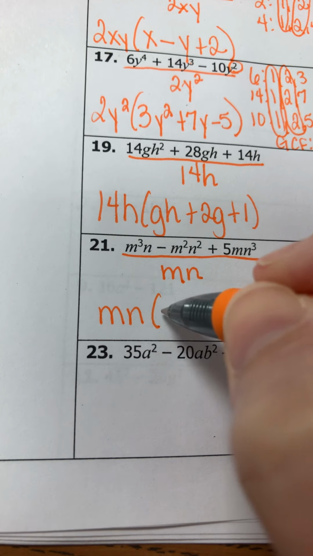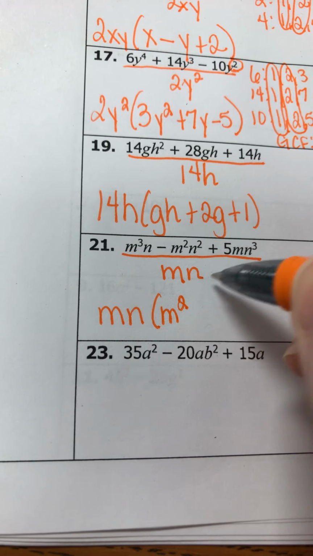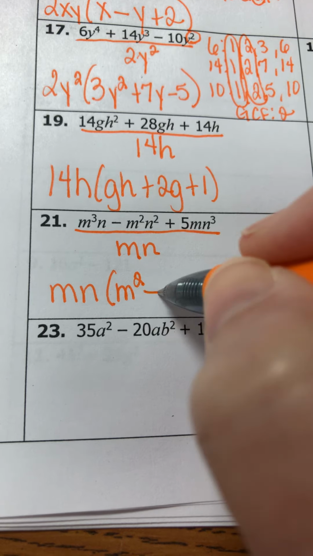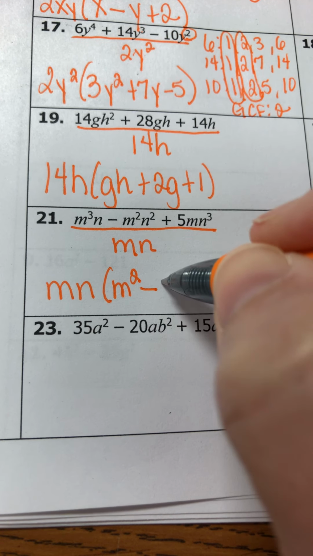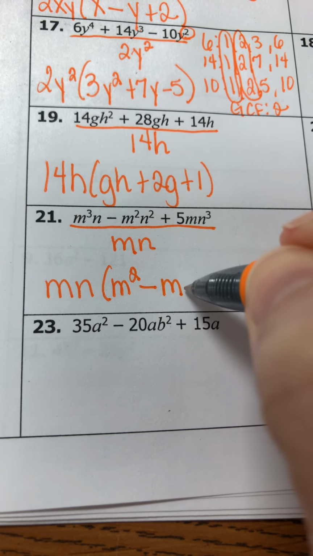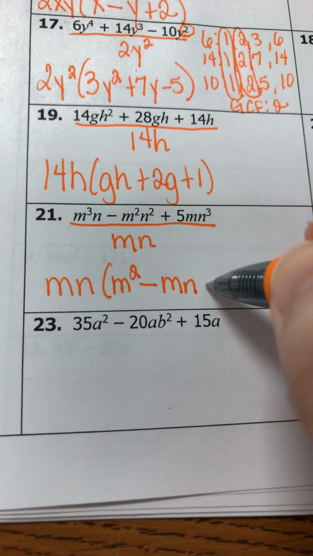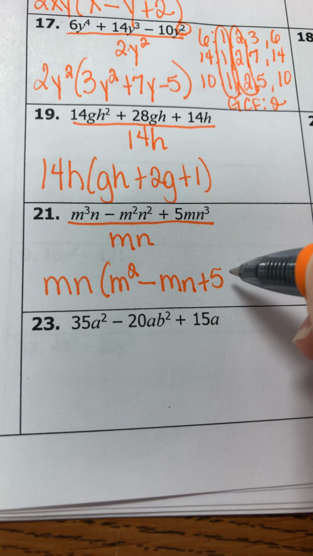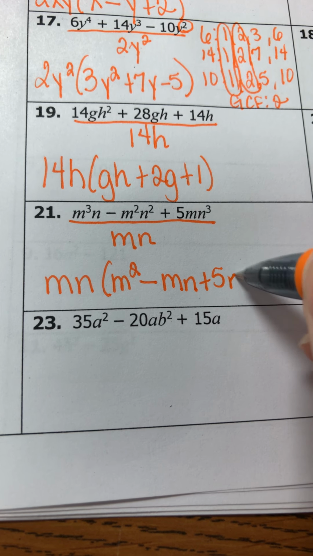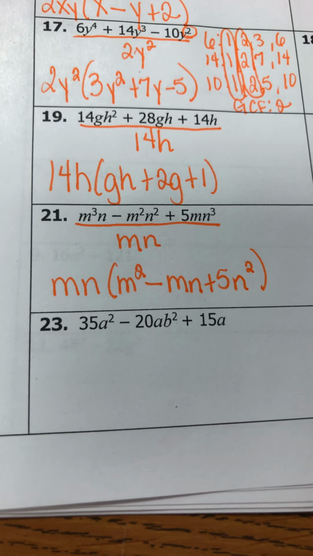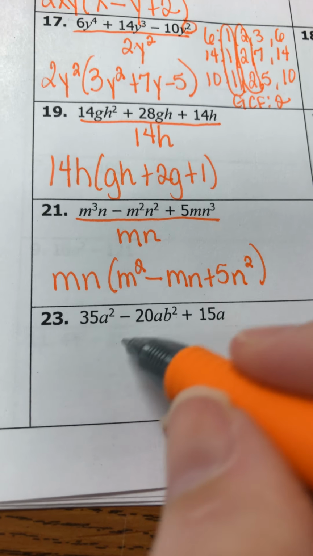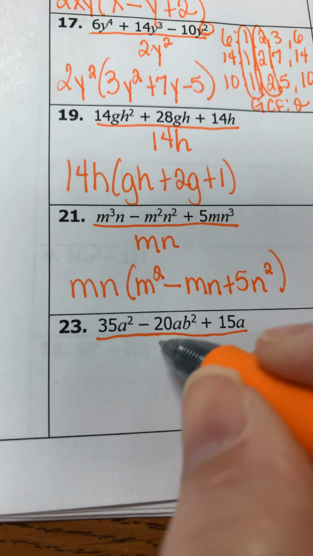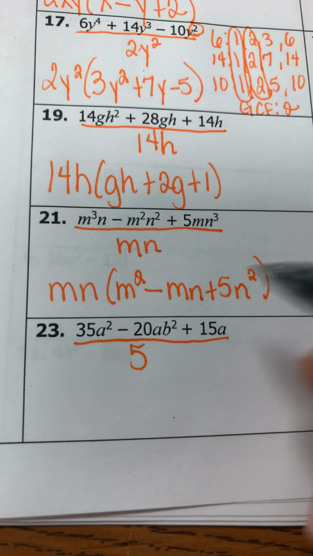3 minus 1 is 2. N over n to the 0, which is 1. Then bring down that minus sign. 2 minus 1 is 1. 2 minus 1 is 1. Bring down that positive 5. M over m is m to the 0, which is 1. 3 minus 1 is 2. And we're done. And on this bottom one, 35, 20, and 15 have a GCF of 5.